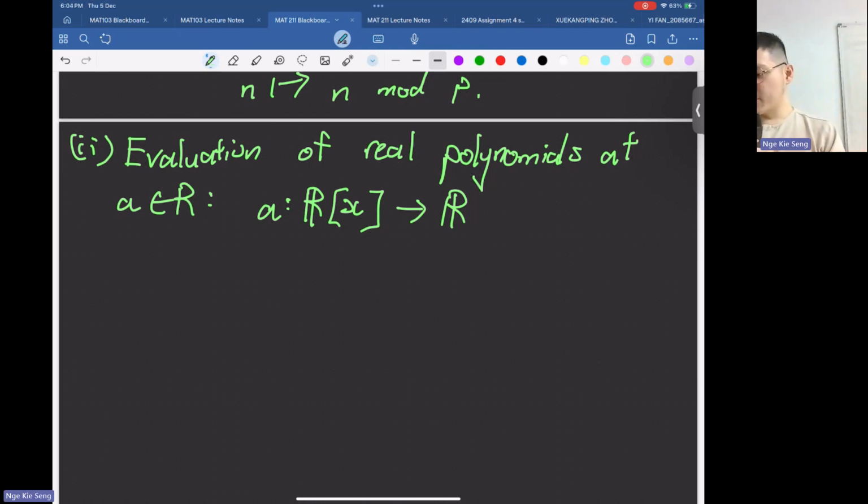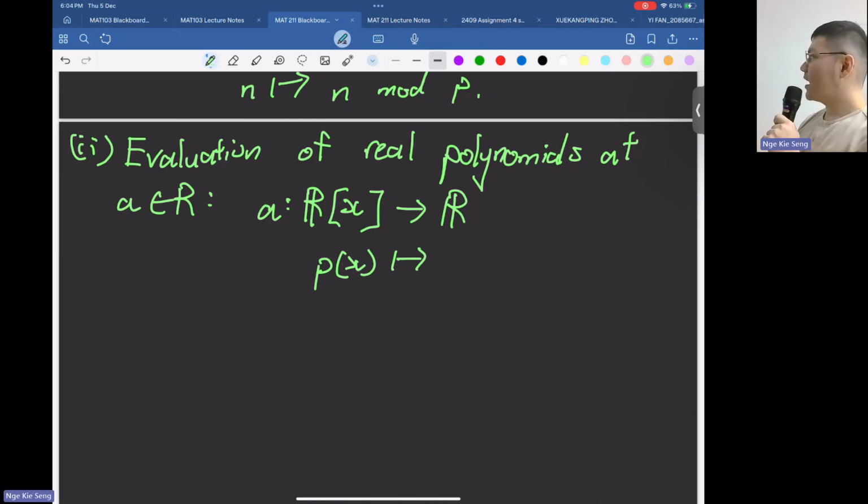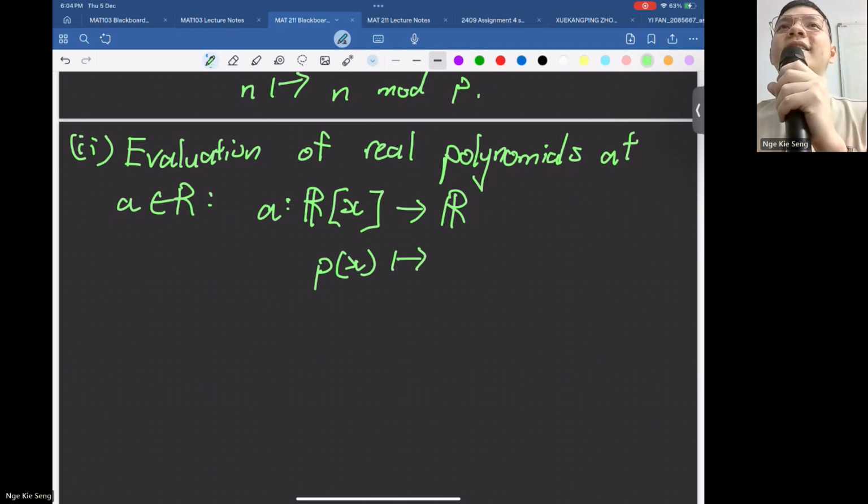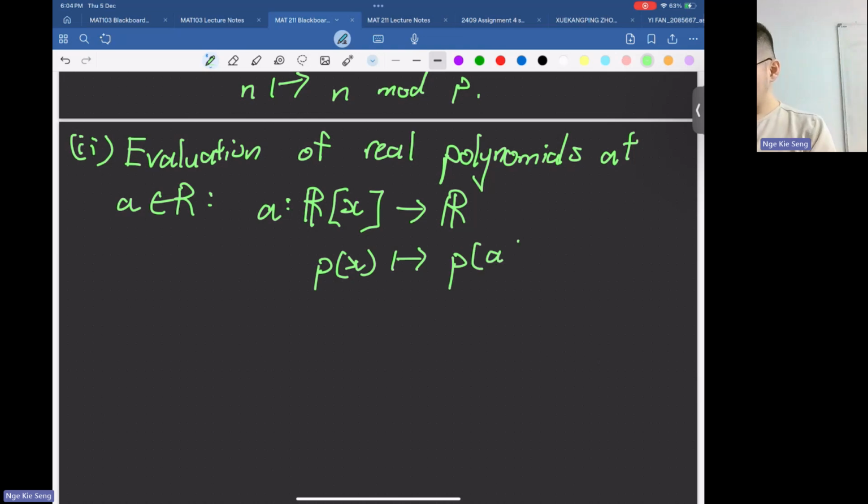Okay, so can you guess what happens here? Evaluation. I fix an a, a real number. So what can I do to a polynomial? Hi, Yushen. Give me a polynomial. What can I do to it? I give you a number, I give you a polynomial. So what can you play with these two things? Substitute. Okay, so how do you substitute? You substitute x as a. So you will get a real number here.